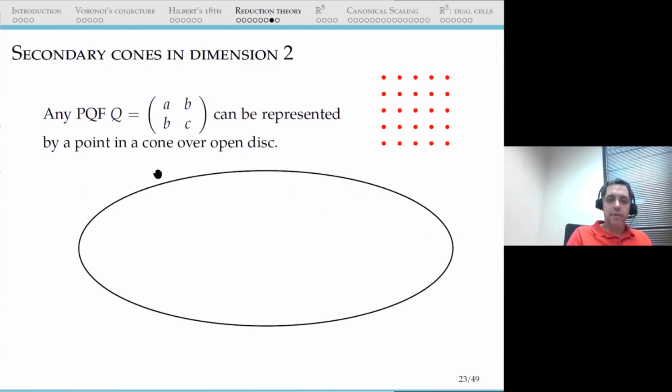So there, every positive definite quadratic form is defined by three parameters, A, B, and C. And actually, there are inequalities, so that A and C are positive, and that the determinant is positive as well. So that's enough. So the set of those quadratic forms can be represented as a cone over, right? And so we'll try to construct the secondary cone of one triangulation first.